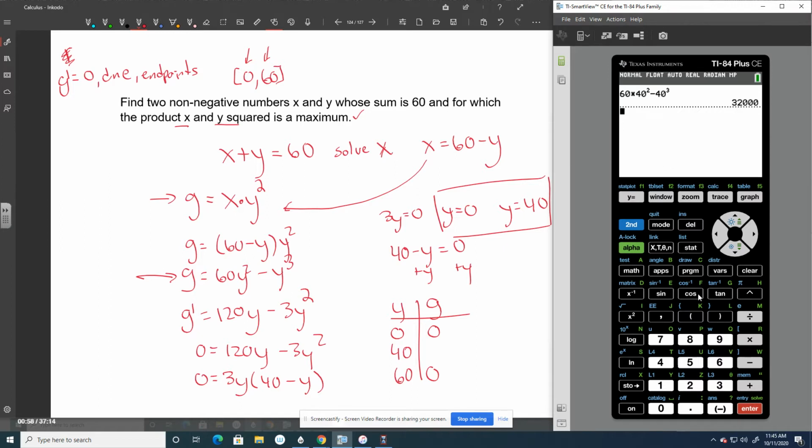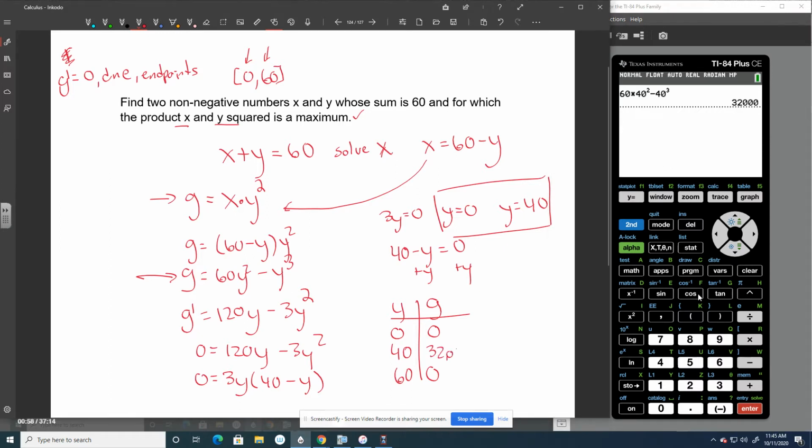So 32,000 would be my maximum. Okay, so this value gives me a maximum for sure. I checked those, 0, 0. This is going to be a maximum. But it doesn't want my maximum, right? It doesn't say what is the maximum.